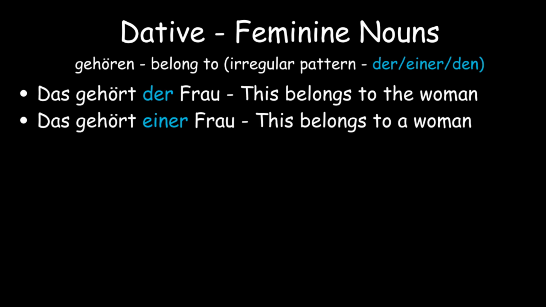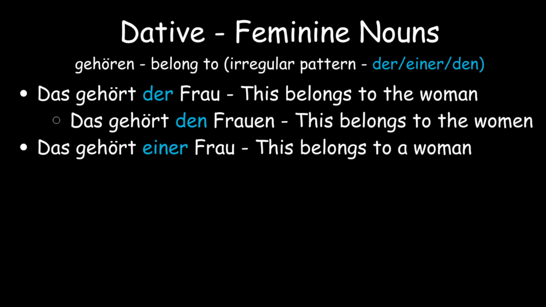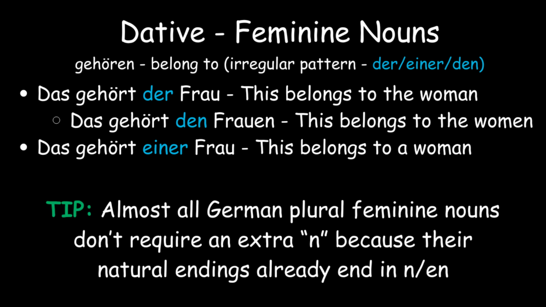Here we have the verb gehören. Das gehört der Frau. Das gehört einer Frau. To pluralize it, change the article and noun. Das gehört den Frauen. It's dative because of the verb and articles. It's worth pointing out that almost all German plural feminine nouns don't require an extra N, because their natural endings already end in N. Let's finish with neuter nouns and articles.